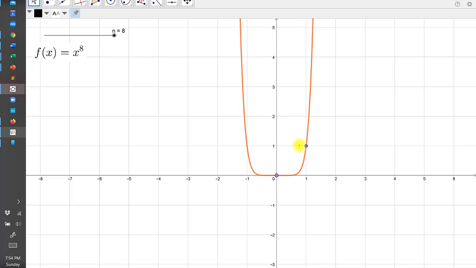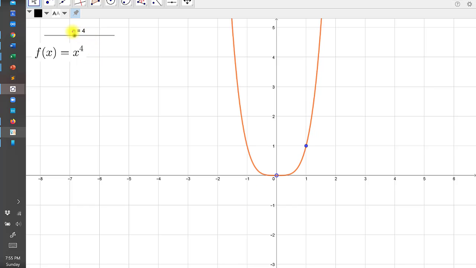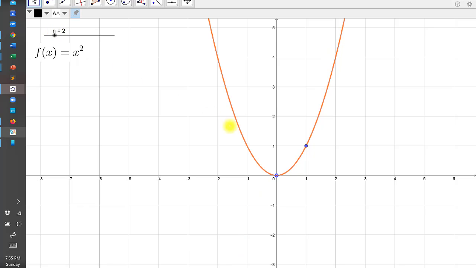Also, all of these functions pass through 1, 1. Why should that be? Well, if I plug 1 into x to the 8, what do I get? Well, 1 to the 8 equals 1. If I take this down to 7, 1 to the 7th power is 1. 1 to the 6th power is 1, right? And so all of these functions pass through 1, 1. And of course, they also pass through 0, 0, because 0 raised to any power is 0 again. So that's kind of interesting. I have these 2 points that always stay in my power functions.